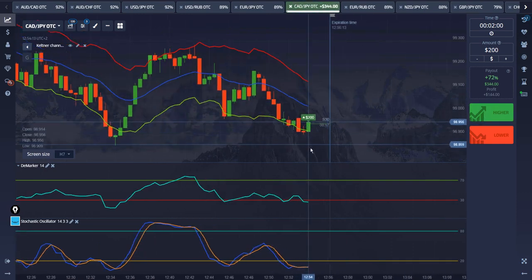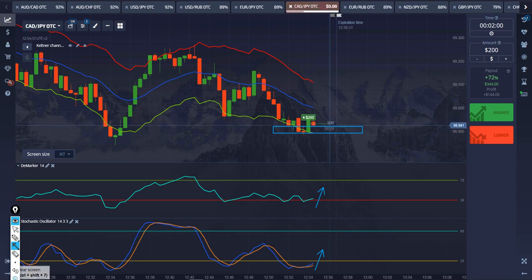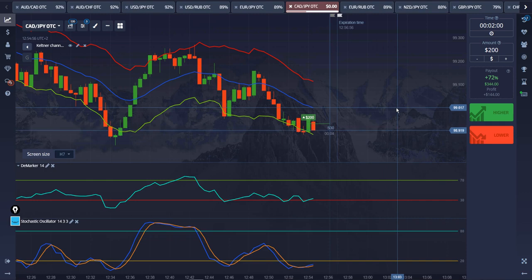Here is another call option trade entry point, and you should take note that the red candles reached the lower Keltner channel line but the market did not start reversing upward, even though the stochastic oscillator and the DeMarker indicator were in oversold condition. So having an extra confirmation for your entry points is a good idea. Let's see how the call trade will close.